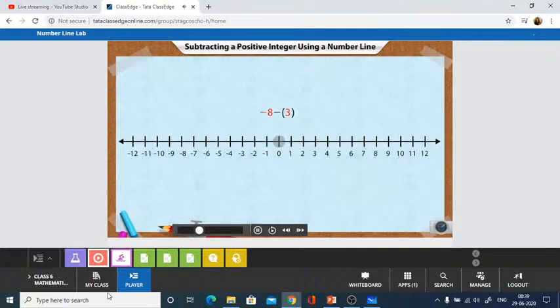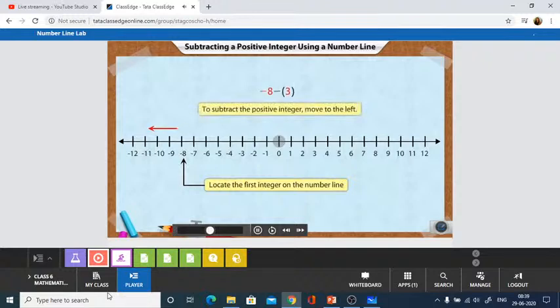To subtract a positive integer using a number line, locate the first integer on the number line. This integer can be positive, negative, or even 0. Then, to subtract the positive integer, move to the left on the number line from the first integer.